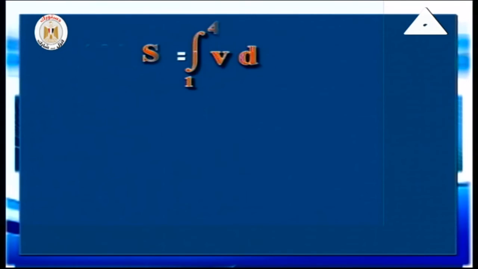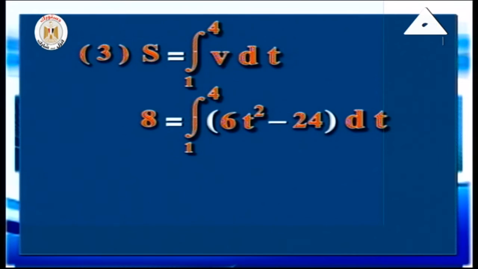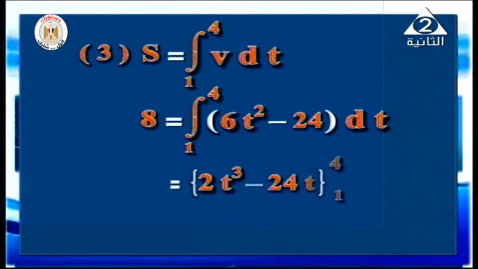Also, my dear student, for the displacement we find the integration from 1 to 4, closed interval, of velocity with respect to time t. Displacement s equals the integration from 1 to 4, where we replace velocity by the relation 6t squared minus 24. Then, my dear student, 2t power 3 minus 24t from 1 to 4, then displacement equals 54 meters.